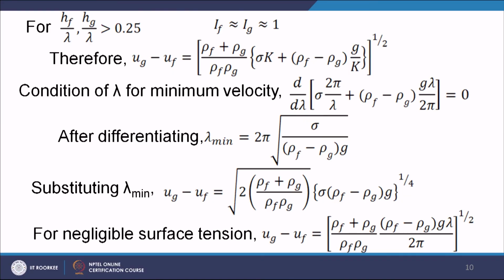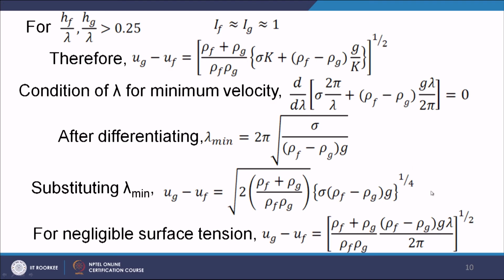Now, if we put this value of minimum lambda back into ug minus uf, then you will get an expression like this: ug minus uf limiting is equal to root over of 2 into (rho f plus rho g) by (rho f into rho g) into (sigma into (rho f minus rho g) into g) to the power 1 by 4.